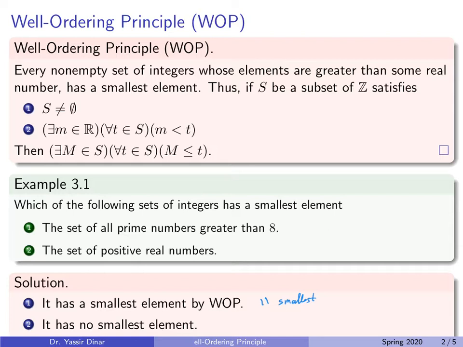Okay, and the second one doesn't satisfy the condition of being a subset of integers, and actually we can prove that by contradiction. If R is the smallest element greater than 0, then R over 2 is also greater than 0, and it will be less than R. So we cannot have a smallest element.